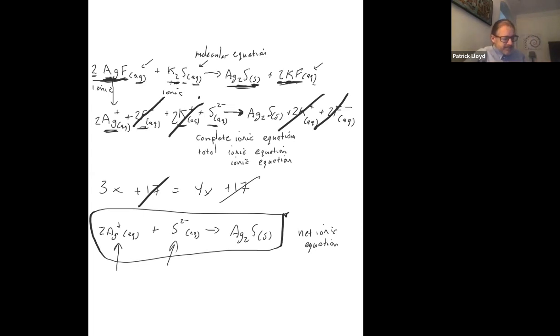And what does that mean? It does not dissolve in water. That's the precipitation part. KF dissolves in water. K2S dissolves in water. AgF dissolves in water. How do I know? They're all aqueous. If they're all aqueous, they dissolve in water. But this one's a solid in this equation. So that means it does not dissolve in water. Okay, let's look at one more example.